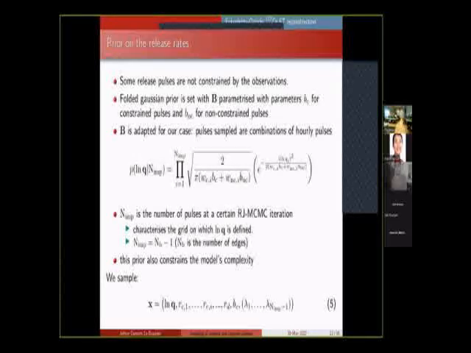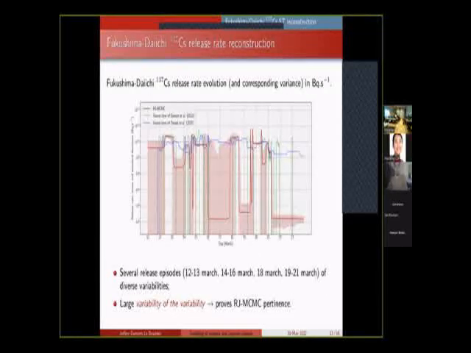And finally, now that we have defined our distributions, we have the vector that we want to sample fully defined, and we have our method of sampling. We can apply these methods to the reconstruction of the Fukushima Daiichi cesium release source. So here we propose a complete representation of the cesium release evolution. The red curve, the hard line, is our reconstruction. It's basically the median of the distribution that we reconstruct. And the red shading is the median plus or minus the standard deviation. And it is compared to two other source terms, the one of Saunier in 2013 and the one of Terada in 2020, in green and blue.